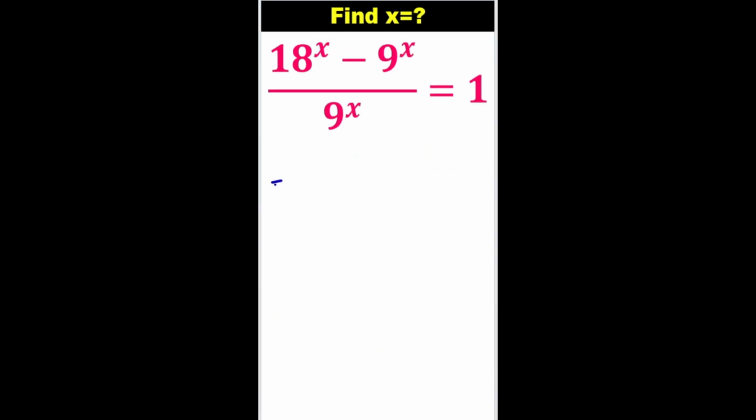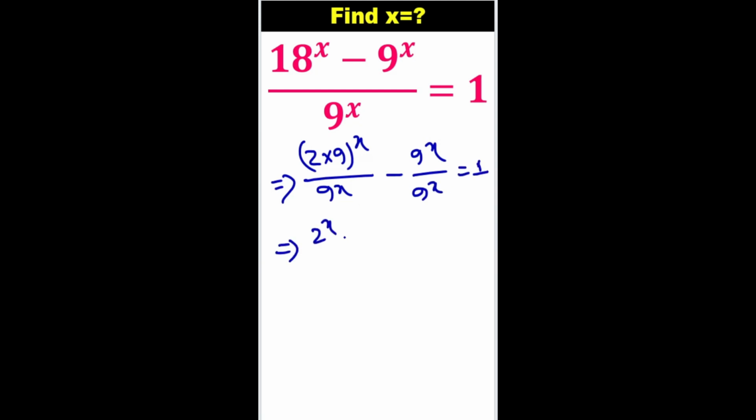This 18 to the power x, we can write as 2 into 9 to the power x, divided by 9 to the power x, minus 9 to the power x divided by 9 to the power x equals 1. So here 2 to the power x into 9 to the power x divided by 9 to the power x, minus 9 to the power x and 9 to the power x, if we divide we get 1. So now 1 and here is 1.